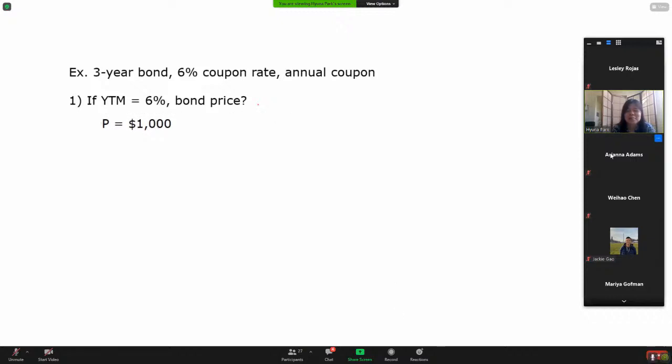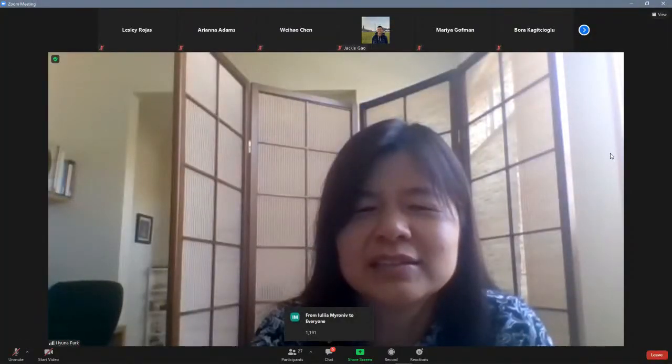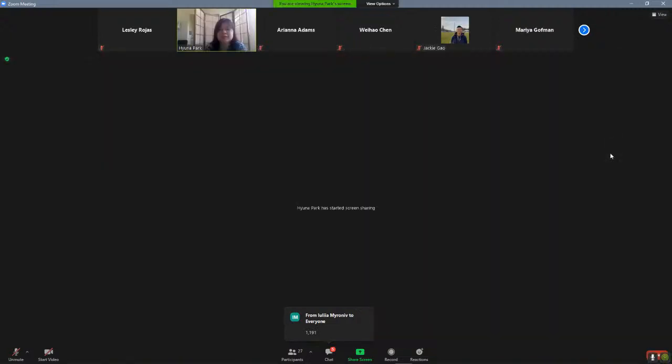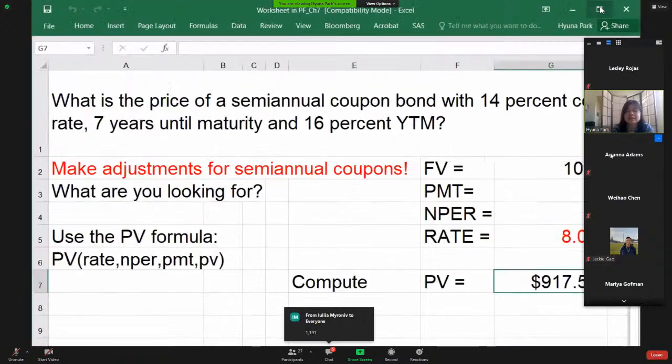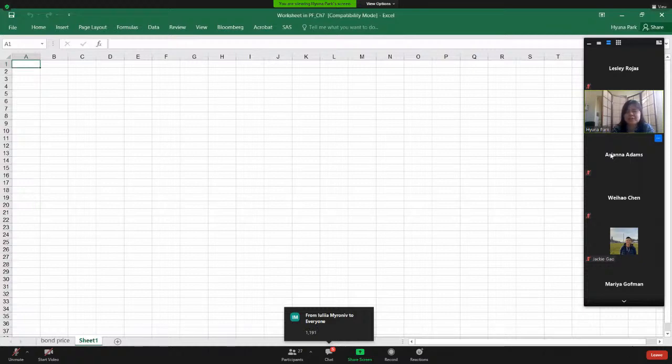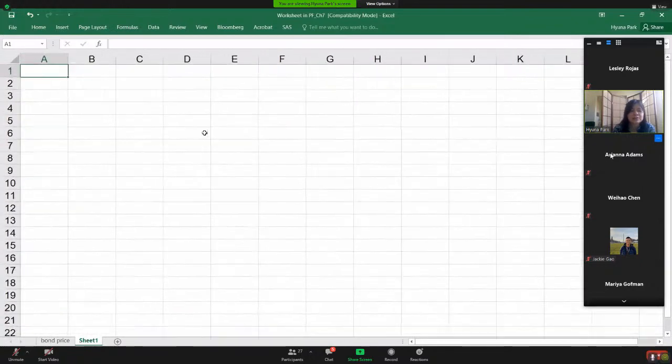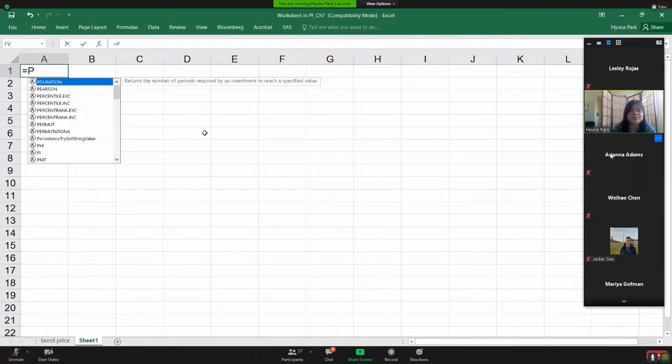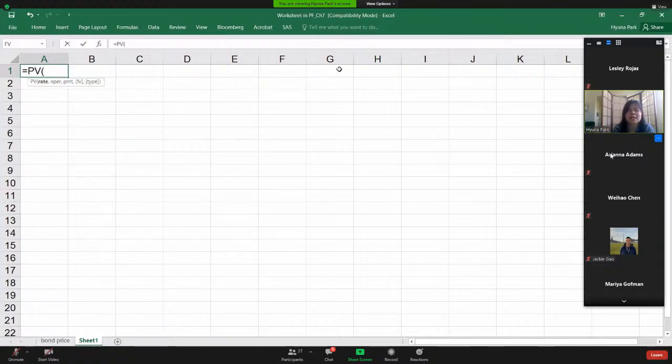You can verify it using Excel's present value function. A 3-year bond, 6% annual coupon. Let me share this Excel file and open a new one. How to calculate the bond price? Use present value. What should be the rate? Yield to maturity is the discount rate, so 6% is the discount rate. How many periods? This is a 3-year bond.